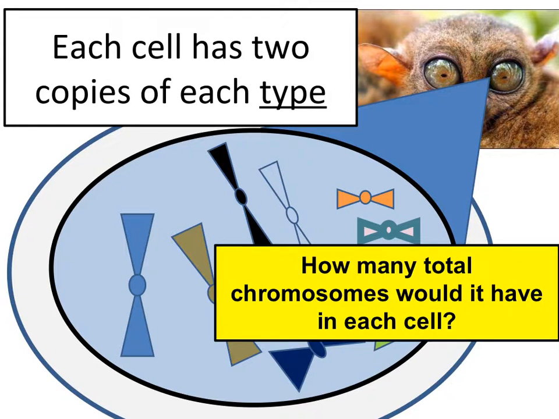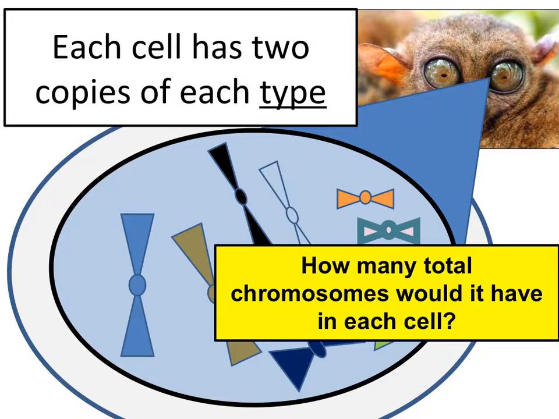If there are 4 different types of chromosomes, and there are 2 copies of each type, I'm not trying to belittle you with this question, but how many total chromosomes would be in each nucleus of this tarsier's cells? Well, if you said 8, you would be correct, right? So there's 4 pairs, 4 different types, and they are in pairs, so 4 times 2, right?